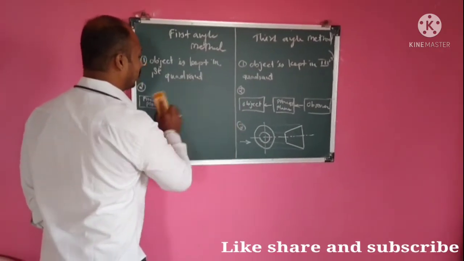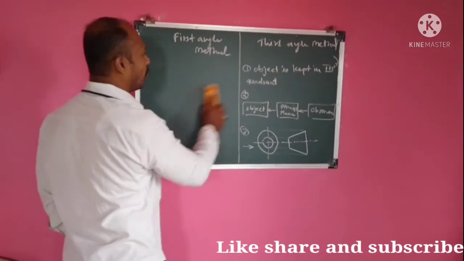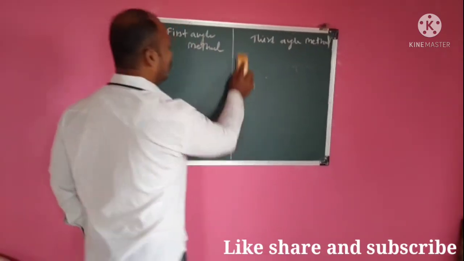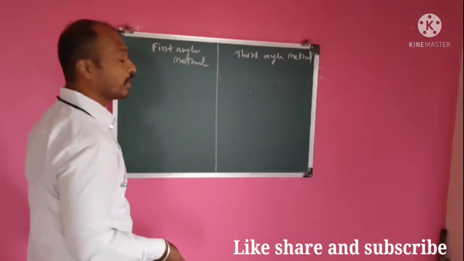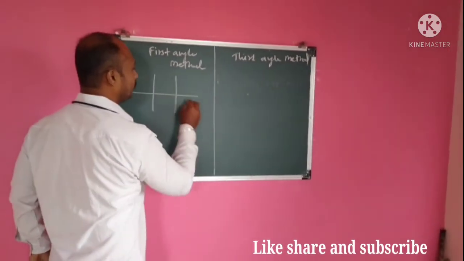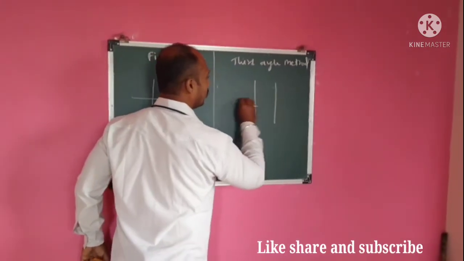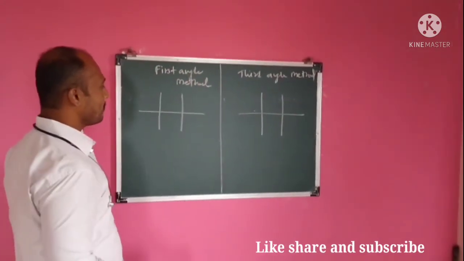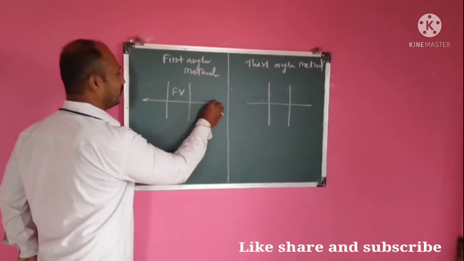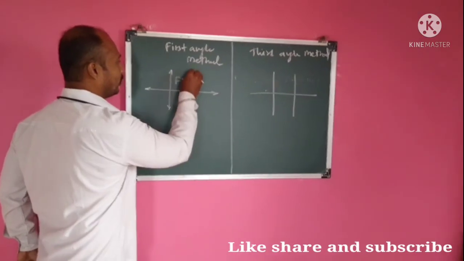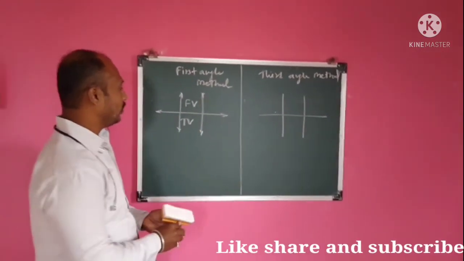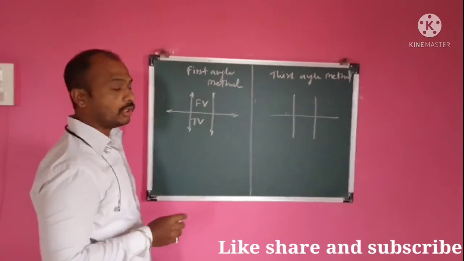Now what about the locations? This is most important. While drawing using the first angle and third angle methods, the most important thing is the location of all the views. Do remember this. So it is like this. If I am going to draw the front view here, below it there is the top view. This is the front view, below that is the top view.